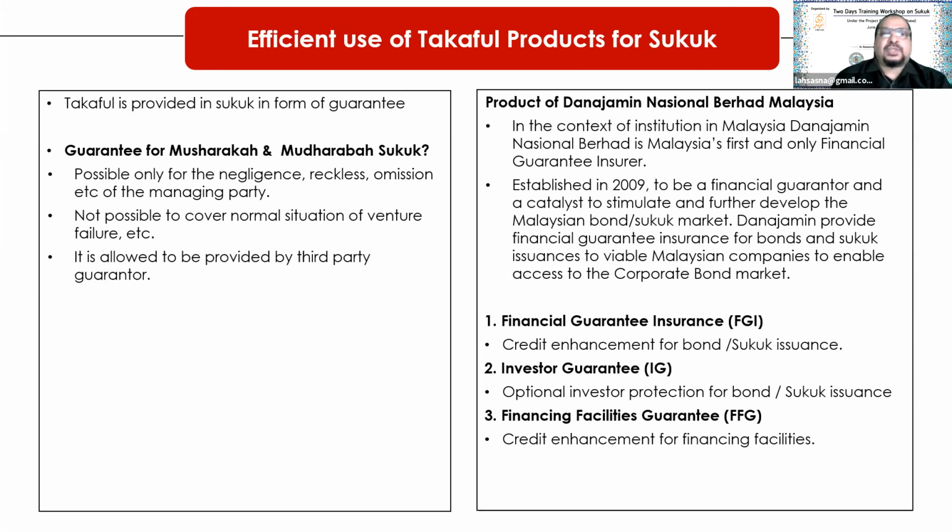Now, for guarantee on musharaka, I think the AAOIFI pronouncement of 2008 came back to us, meaning that we cannot give a guarantee for musharaka or mudaraba unless it is from a third party, or if it is tied to negligence, reckless omissions, misconduct, or breach of the terms and conditions. So that one is allowed. Other than that, basically guaranteeing equity is not allowed.